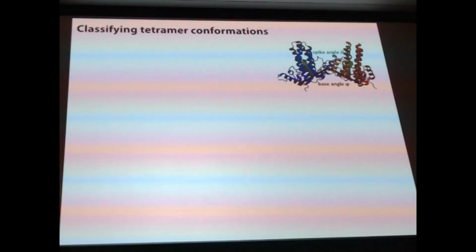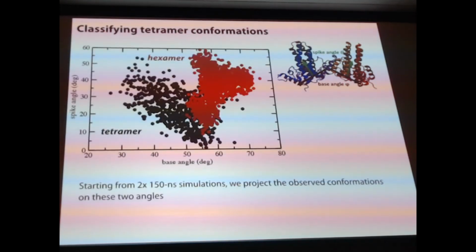So when we plot all the conformations observed in our simulation, in this case I'm only showing conformations observed in 2 times 150 nanosecond simulations, just for consistency with the rest of what I'm going to show you, we find that a tetramer samples a range of spike angles and particularly base angles, whereas if it's in a hexamer, it's locked in more tightly on that base angle.